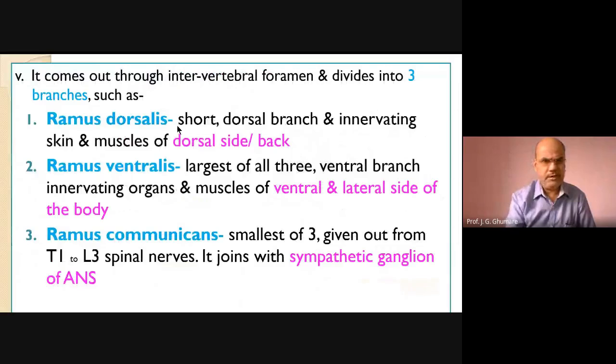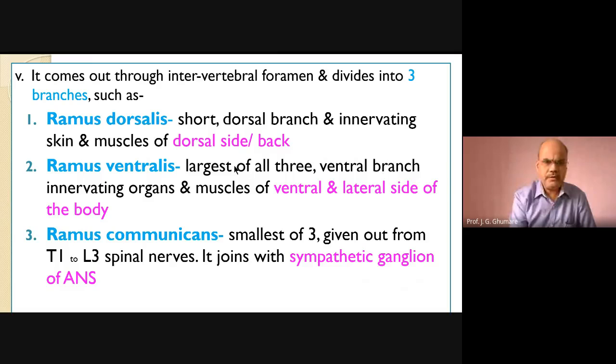The branch which goes to the dorsal side is short, and it innervates. Now remember, whenever a nerve goes to a particular organ, it is innervating that particular organ. It innervates the skin and muscle of the dorsal side. This is called ramus dorsalis. I'll repeat, the branch of the spinal nerve which goes to the dorsal side is called ramus dorsalis. Exactly opposite. These are Greek words as they are.